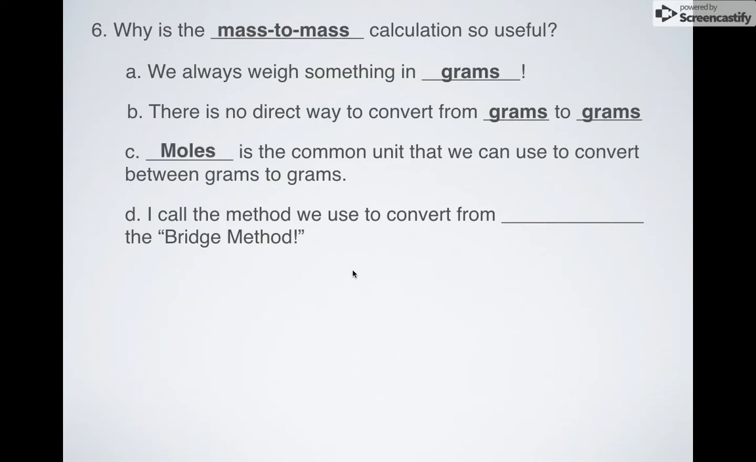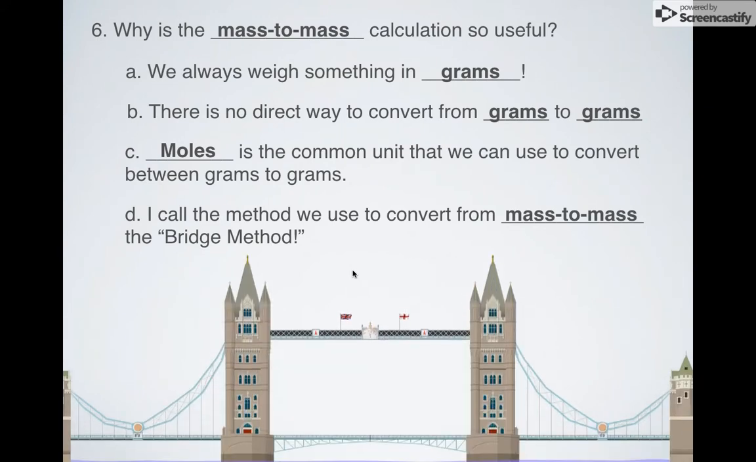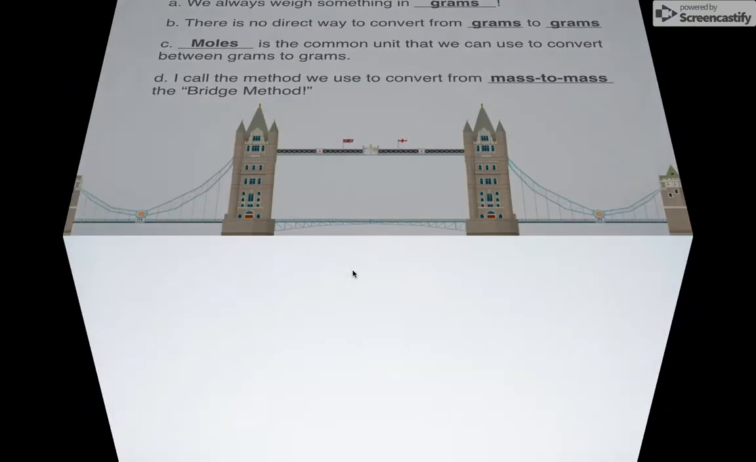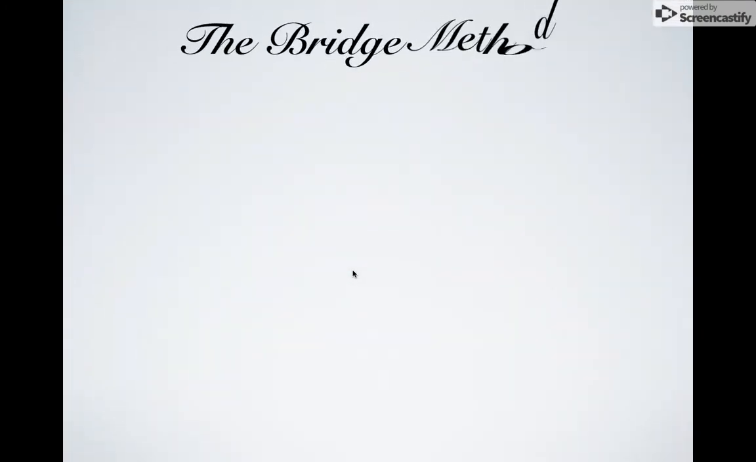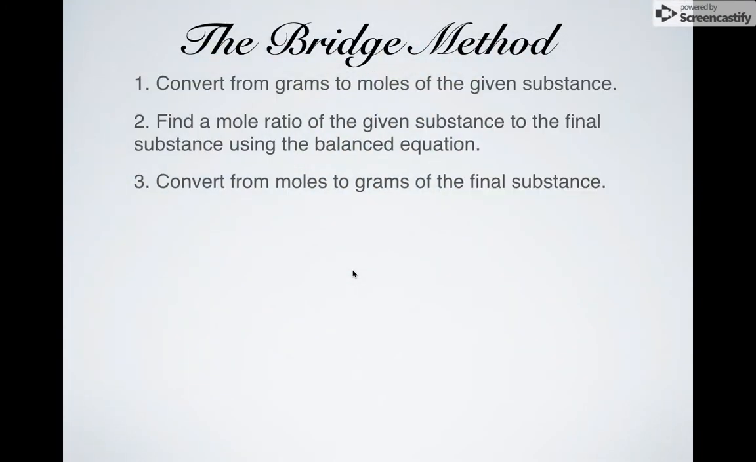And remember, moles is always the common unit. So that means that I can use a mole ratio once I have things in moles as a method of getting back to the unit I would like to be in, which is grams. And so what I do is I call this mass-to-mass conversion the bridge method, and it's like building a bridge. So that's going to be my analogy, and remember, you don't have to memorize this, but the bridge method is given to you on your exams.